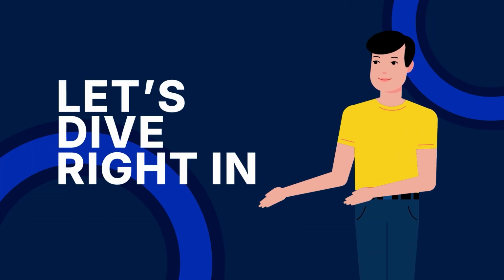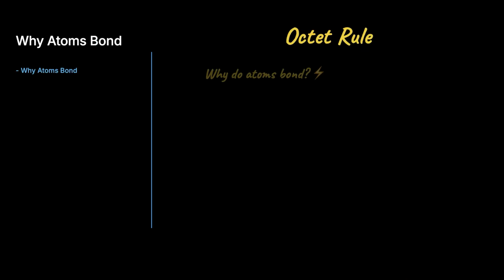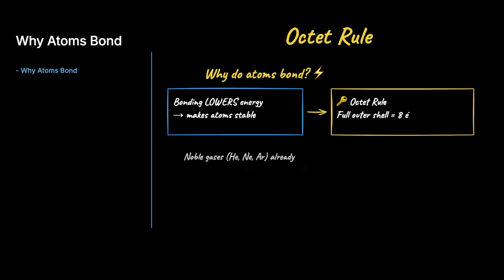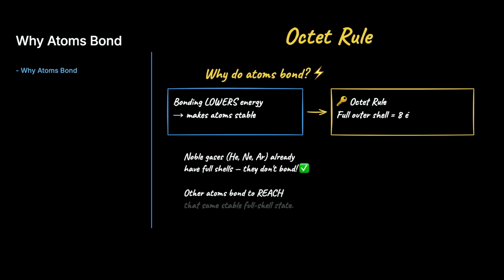So let's get started. So why do atoms bond at all? The answer is beautifully simple. Atoms bond because bonding lowers their energy and makes them more stable. The benchmark for stability is a full outer shell of electrons, just like the noble gases have. We call this the octet rule because a full shell usually holds 8 electrons.